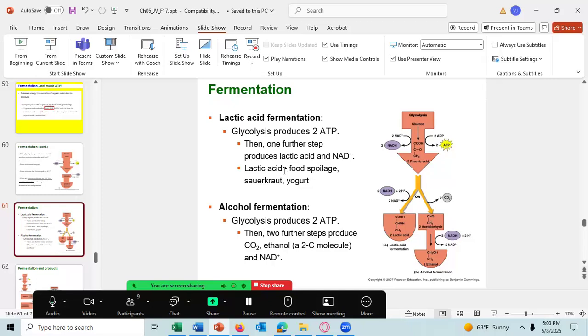Your muscle cells can perform lactic acid fermentation, converting glucose into lactic acid. We'll also talk about alcoholic fermentation. It's a 2-step process, converting pyruvic acid into this molecule here, which is a 2-carbon molecule. Pyruvic acid is a 3-carbon molecule, and that gives off CO2.